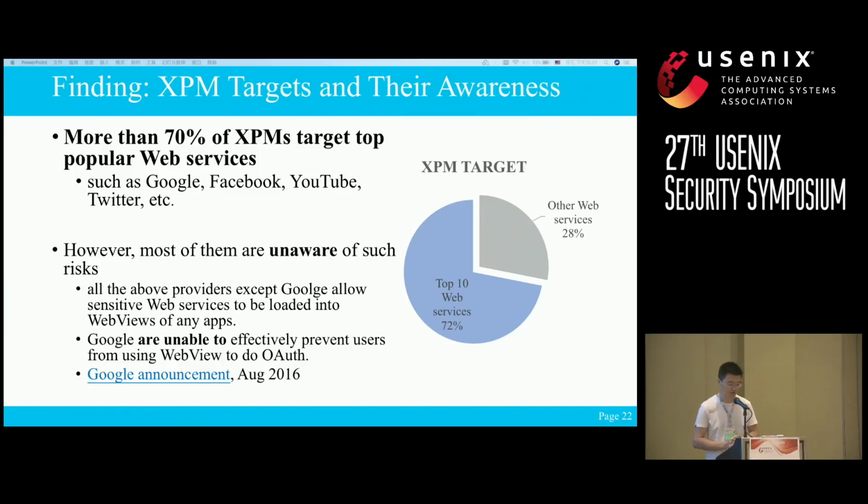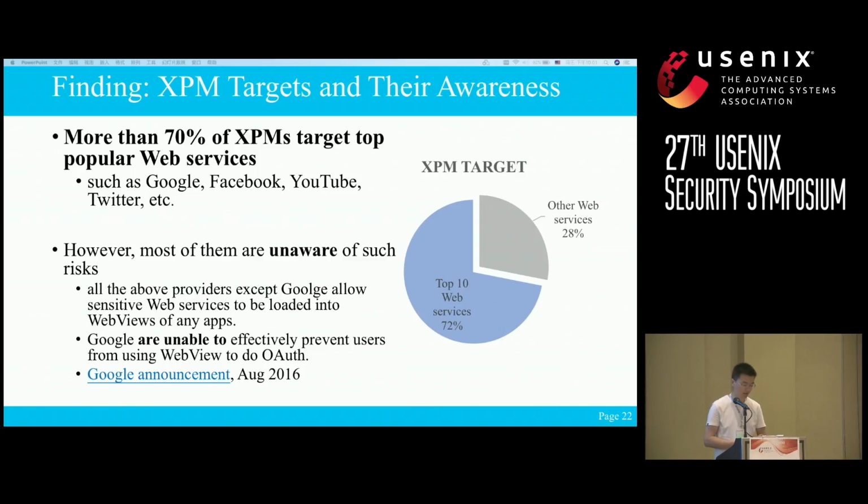Given the fact that such malicious XPMs can bring severe security challenges for the web service providers, we then studied the targets of XPM and the awareness of the targets. We found that more than 70% of XPM's targets top popular web services such as Google, Facebook, YouTube, and Twitter, etc. We then did experiments on these web servers, and unfortunately we found that most of them are unaware of such risks. All the above providers except Google allow sensitive web services such as account login and OAuth to be loaded into web views of any apps.